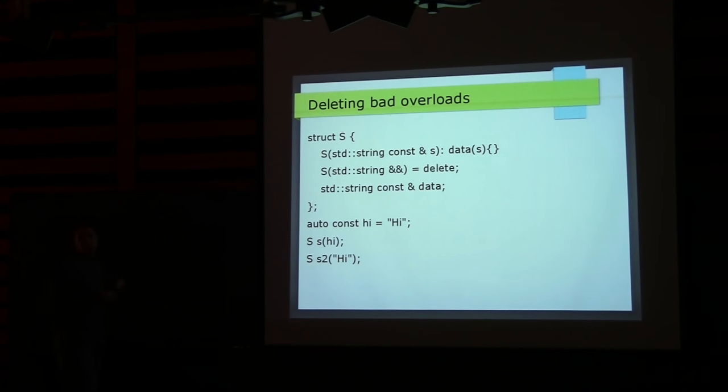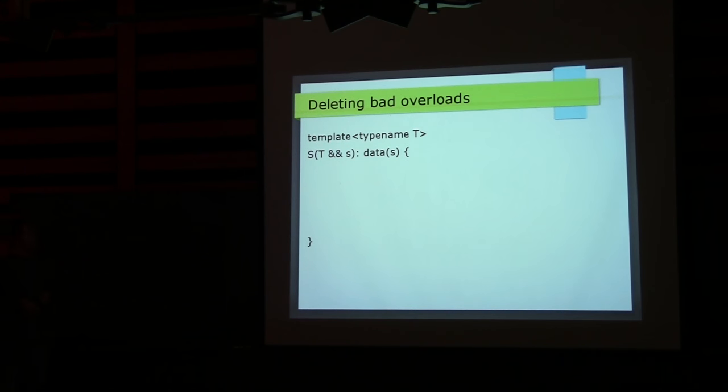We can explicitly delete that overload. So this says, if we're passing an R value reference to a string, if we're passing a temporary standard string, delete it, compile error. That's a better overload resolution than a reference to const for a temporary. However, what happens if we try to do this with a template? We have something like this. That ref doesn't mean R value reference. It means a universal reference or a forwarding reference. It means it's a reference to something, just like with auto ref. T ref s, the type of s could be R value reference or an L value reference. We only want L value references.